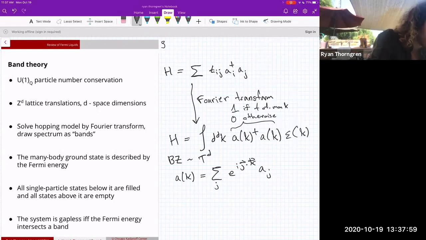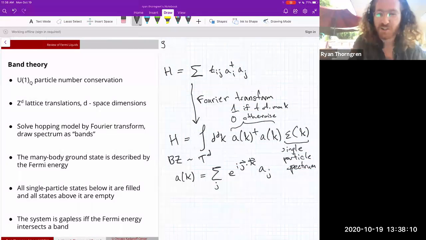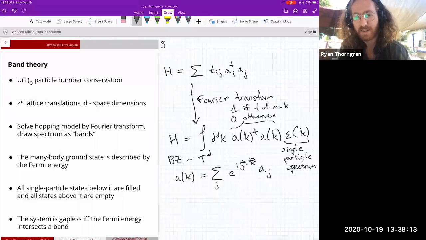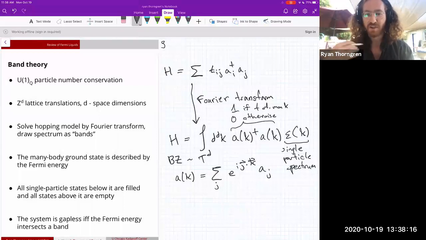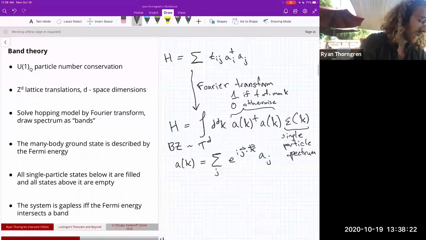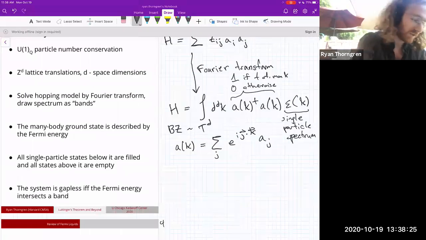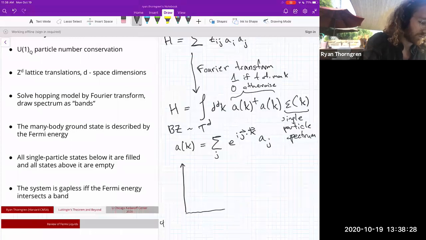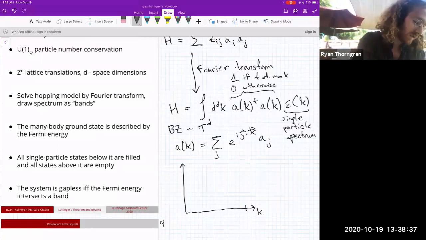And the coefficient that comes here is therefore called the single particle spectrum. Because if we imagine there's a single electron in the system and it's in an eigenstate, what it does is it just has some momentum k and some energy epsilon k. And it's useful to draw the single particle spectrum. So it forms some periodic function of k. So here's k, and it'll be periodic. So we don't have to cut it off at some periodicity, 2 pi over the lattice spacing.